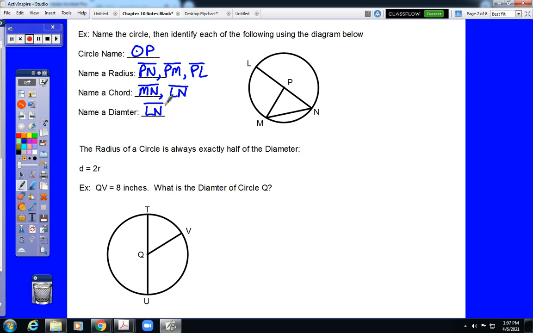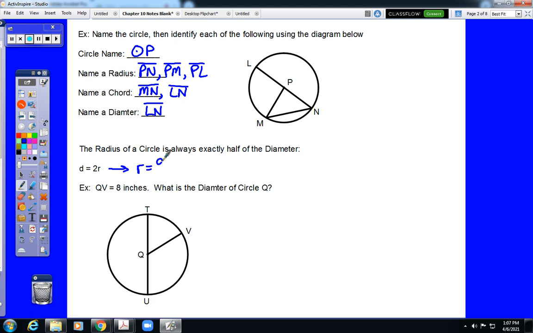Okay, then we come down to the radius and the diameter and how they're related. Again, we should all know this already. The radius is half of the diameter. So remember that we got the equation diameter equals 2 times the radius. And this is an important skill for your science classes.